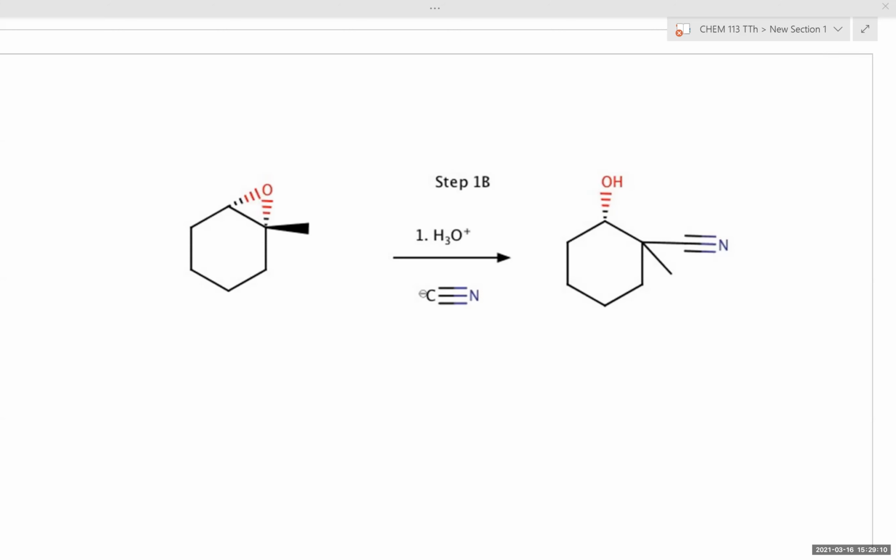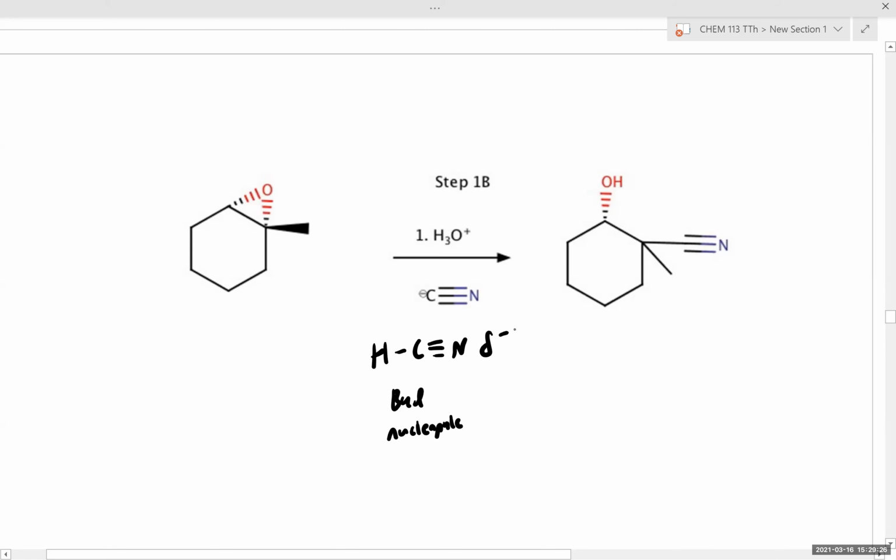Would anyone like to offer an explanation for why? So we're making hydrogen cyanide, right? And is hydrogen cyanide a good nucleophile? Not really. It's sort of a bad nucleophile. If anything, it's more reactive at nitrogen. So it's important, and this is a really important idea, your nucleophile needs to be compatible with acidic conditions.